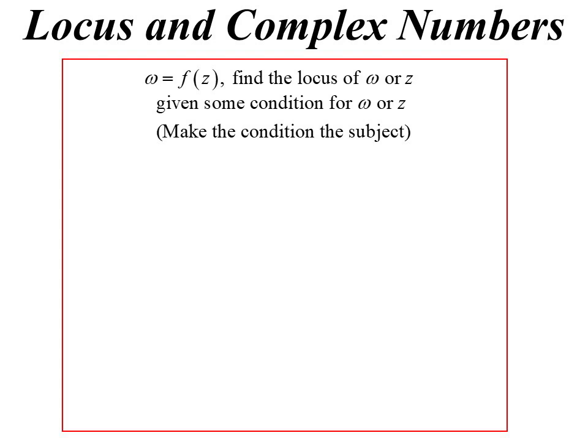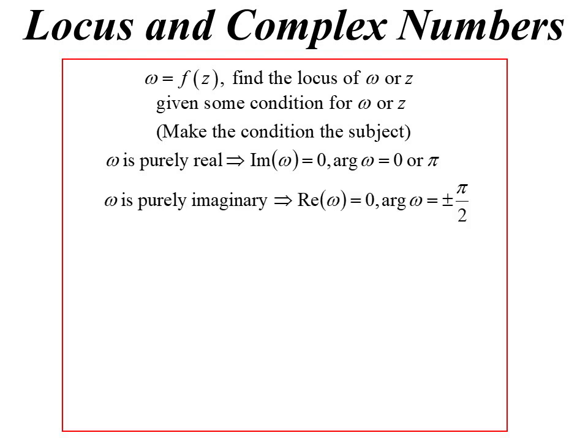Some common ideas. One of the conditions I'll see a lot is that one of the complex numbers is purely real. That would lead me to conclude that the imaginary part must equal 0, or I might play with the arguments and say, well, the argument must either be 0 or pi if it's purely real. And the flip side to that is they might tell me it's purely imaginary. In that case I could say, well, the real part must be 0, or the argument would be either plus or minus pi on 2.